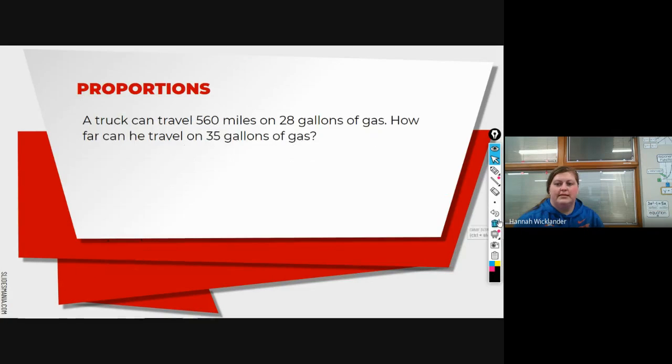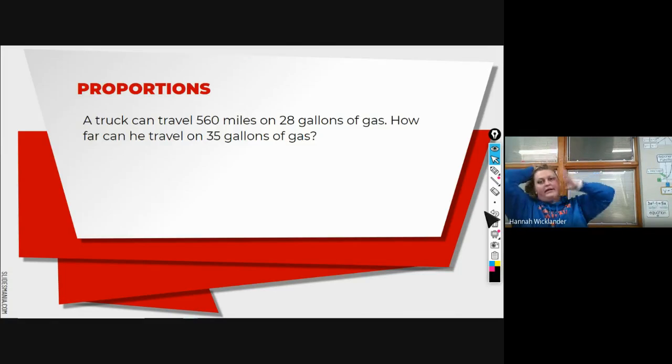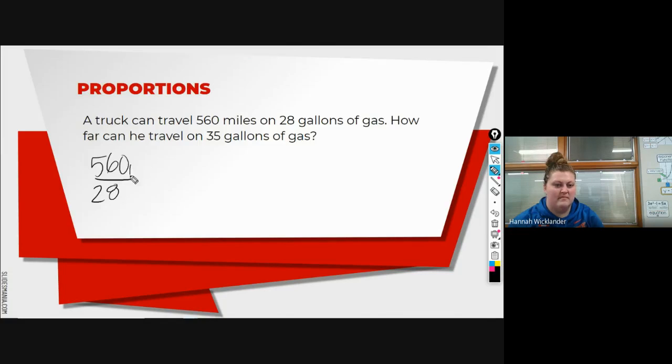Okay, and then this is what your homework will look like. A story problem. A truck can travel 560 miles on 28 gallons of gas. How far can he travel on 35 gallons of gas? So once again, I'm going to use my knowledge of a ratio to set this up. What number will go on top? The first number in my sentence, and that number is 560. So I'm going to put 560 on top and 28 on the bottom.